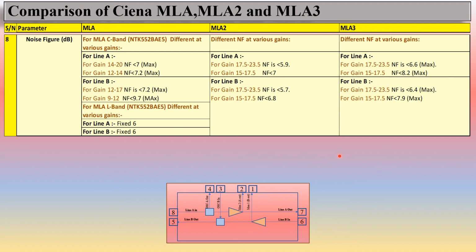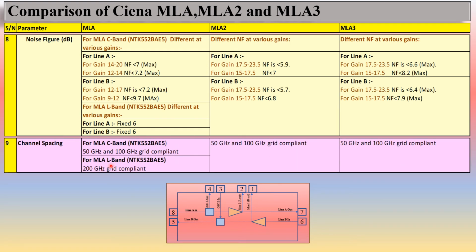Moving to the next parameter, channel spacing for MLA C band and for MLA L band. For MLA C band, 50 GHz and 100 GHz are compliant, and for MLA L band 2 GHz is compliant. For MLA2 and MLA3 you can see here there is a similarity in the channel spacing. You can use either 50 GHz channel spacing or 100 GHz channel spacing in both the MLA2 and MLA3.